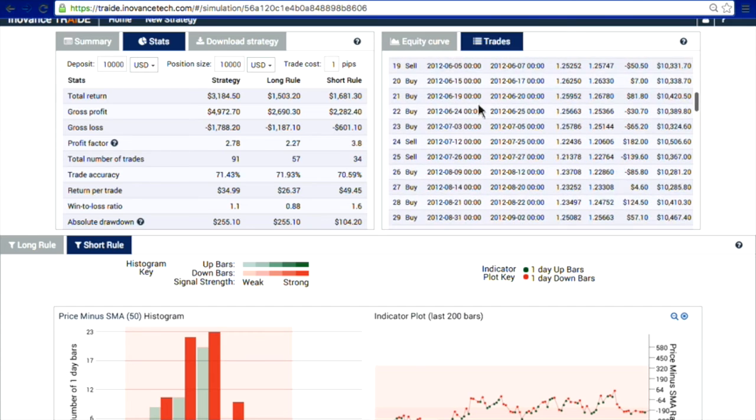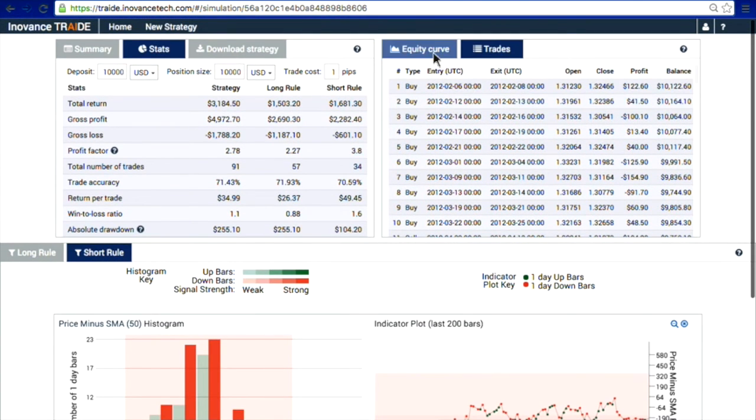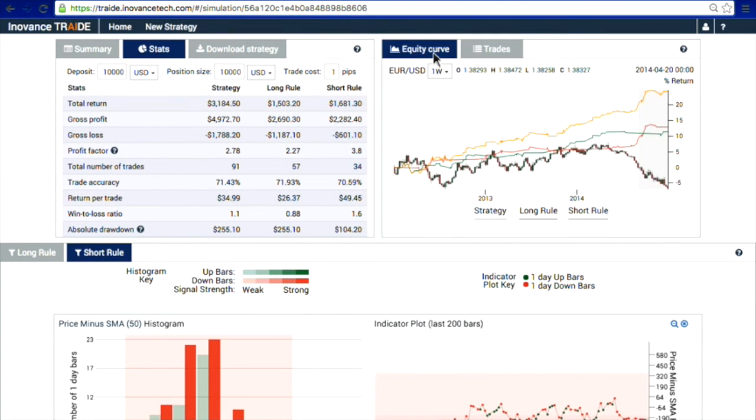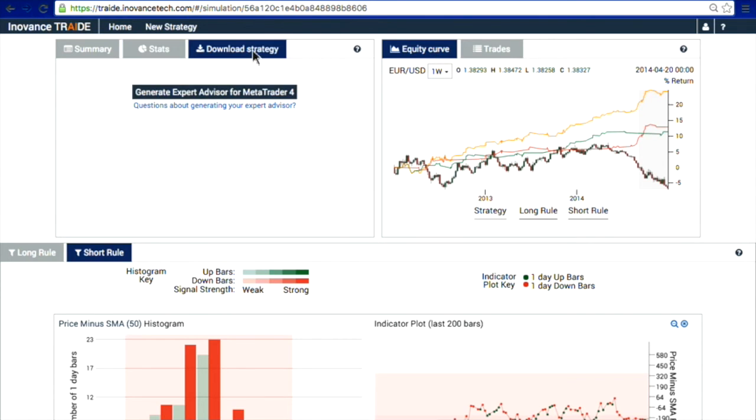And if we're interested in viewing any of the specific trades, we can see those all listed out right here. Okay, so now we have our strategy. So the last step, like we talked about before, is that we're then going to be able to generate the code for the Expert Advisor for MetaTrader 4.